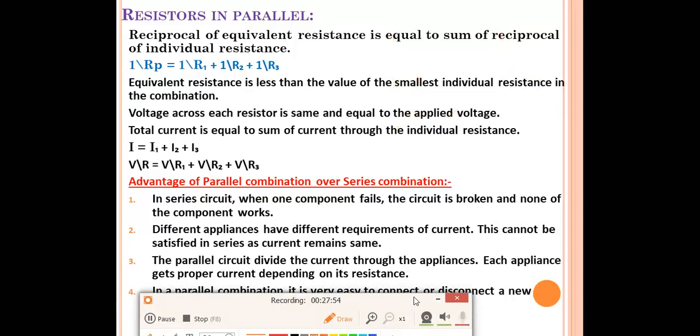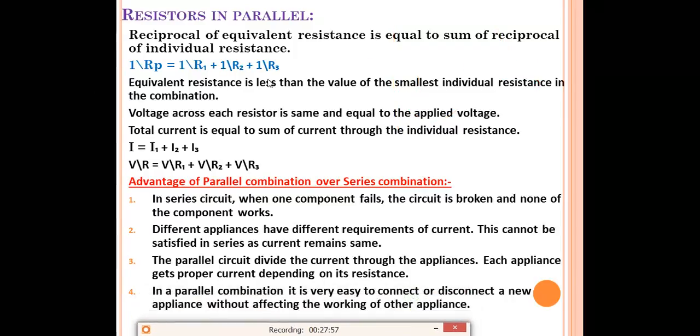So this is your parallel combination. Equivalent resistance is less than the value of the smallest individual resistance in the combination. Since it is a reciprocal, its value will be less than that of the individual resistances. Voltage across each resistor is the same and equal to the applied voltage. In all the resistors the voltage will be the same, but the current will be different: for R1 the current will be I1, for R2 I2, and for R3 I3.